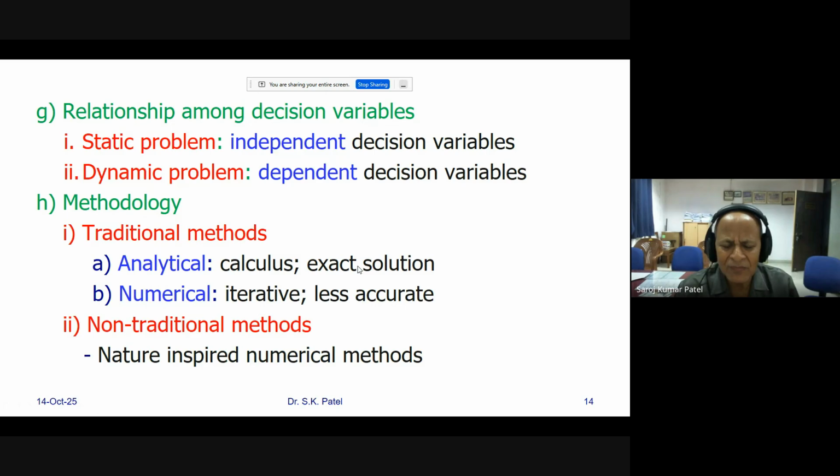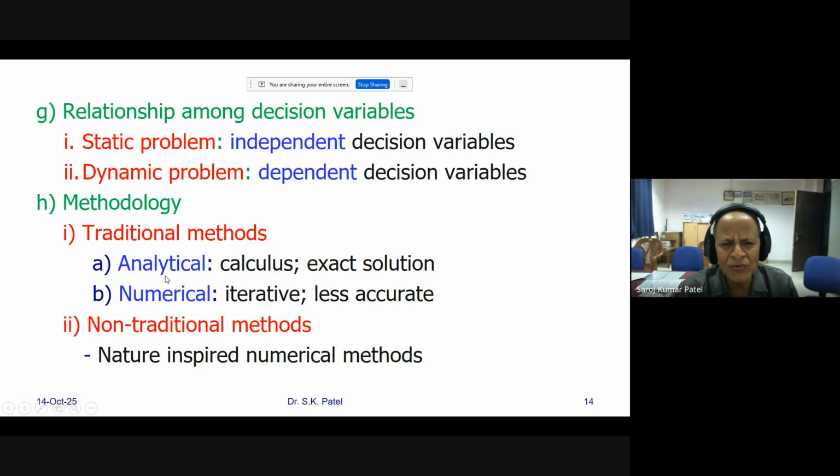But there are some problems where it is not that simple. The functions are not simple. We cannot just take the first or second derivative equal to 0 and solve it. For those problems also we can get solutions, but through iterative procedures. Iteration after iteration, we will find the solution. But here it will not be a 100% accurate result. These methods are called numerical methods. They are iterative methods.